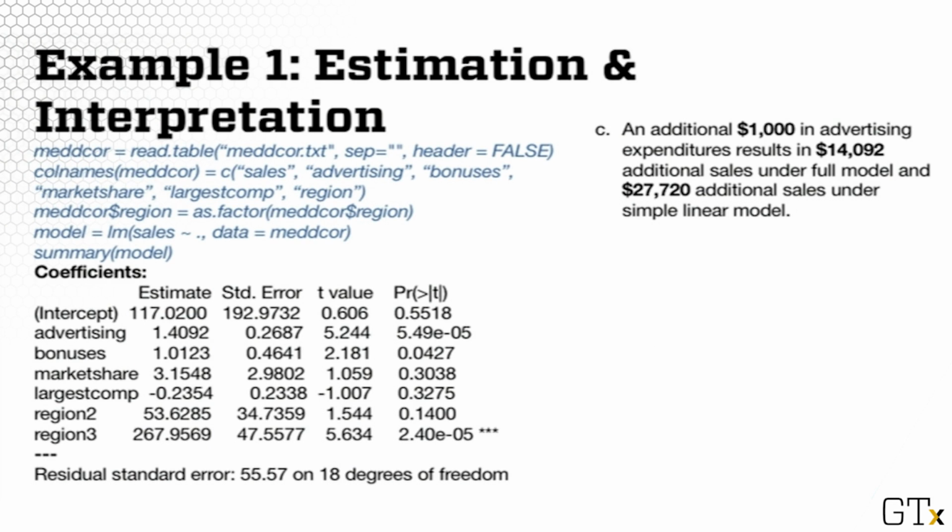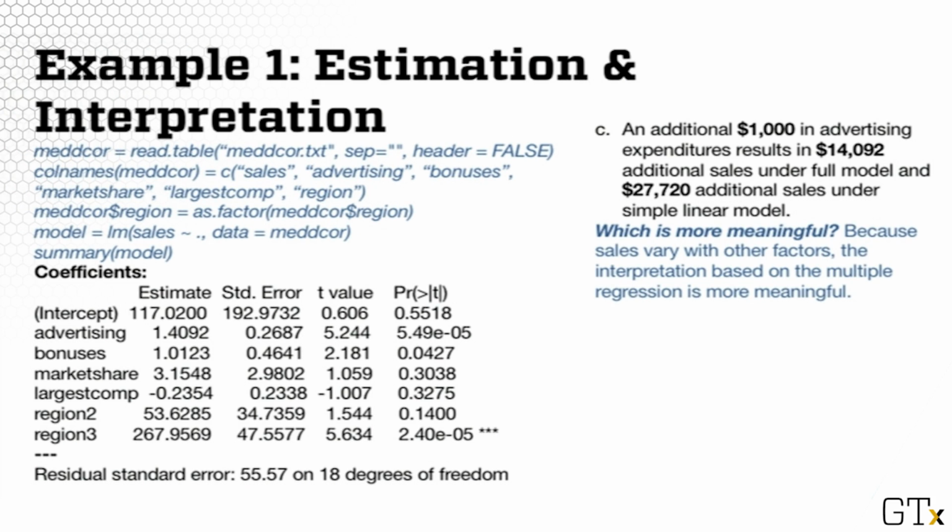So if we want to predict the additional sales for an additional $1,000 in advertising expenditures, this is going to be about 14,000 additional sales under the full model and about 27,700 additional sales under the simple linear regression. And we can see that our predictions are very different. So which one is more meaningful? Because sales vary with other factors, the interpretation based on a multiple regression is more meaningful.